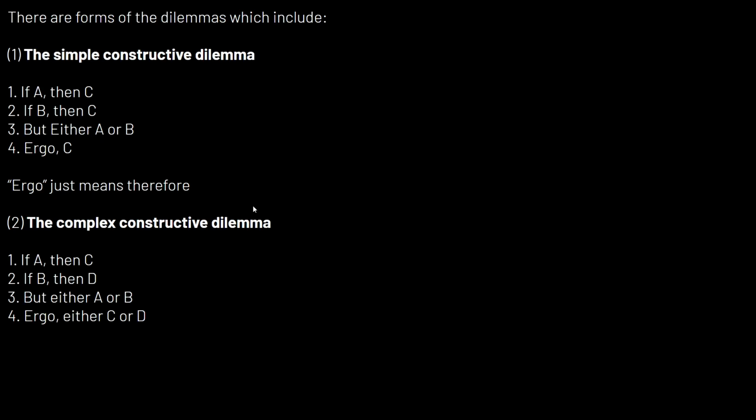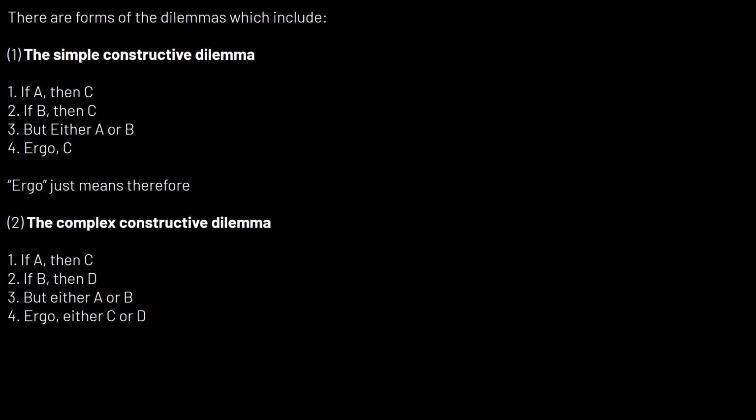There are forms of the dilemmas, as I've said. This is also one of the supplemental info that I put in that's not in Coppens' book, but here it is. Sorry, I just had to drink some water. So it goes, the first form of a dilemma is the simple constructive dilemma. And it goes like this: if A is true, then C is true. If B is true, then C is also true. But either A or B is true. Ergo, C. Ergo here just also means therefore, by the way.